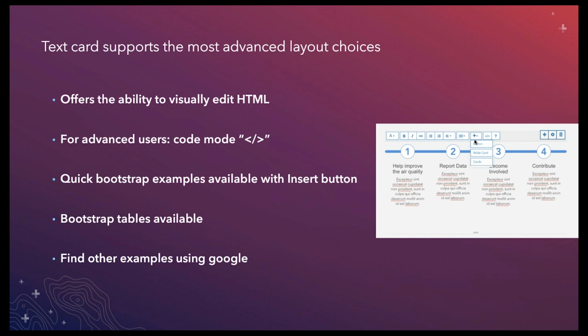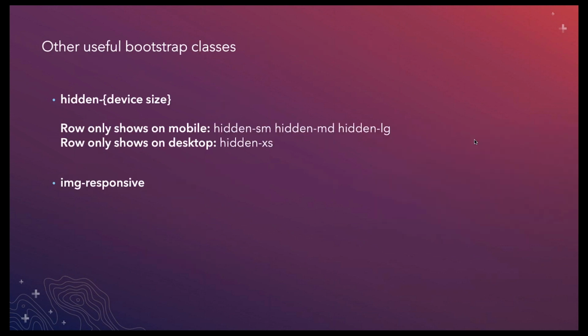Bootstrap tables are also supported. So if you wanted to do tables, you can see there's a table icon there. Very similar to other rich editing experiences for building those tables. And there are also other examples you can find using Google. Some useful Bootstrap classes: I talked about hidden already, but image responsive is another great one. If you have images and you want to make sure that they don't respond in a chunky way, that they actually resize, if you add image-responsive, they'll shrink and enlarge as you change the view size.